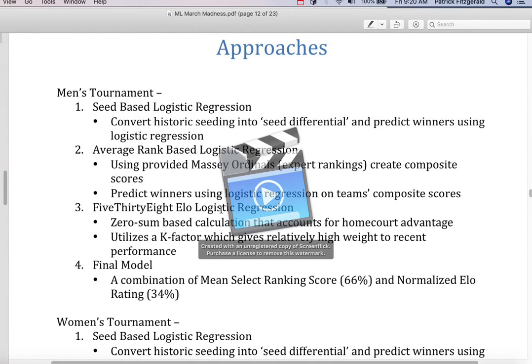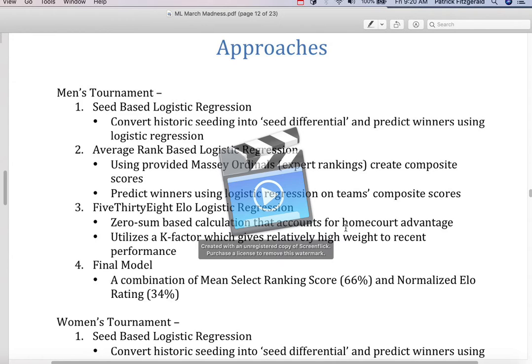The 538 ELO logistic regression was something that I found very interesting. 538 is a Kaggle user who was the first person to implement ELO into this NCAA tournament prediction competition. ELO is a zero-sum based calculation that accounts for home court advantage and margin of victory. It utilizes a K factor which gives relatively high weight to recent performance, and it also rolls over from year to year, meaning that the larger data set you have, the more accurate your ELO is going to be, as the more consistently successful teams will continue on their path of success, and the less successful teams will continue to be less successful.